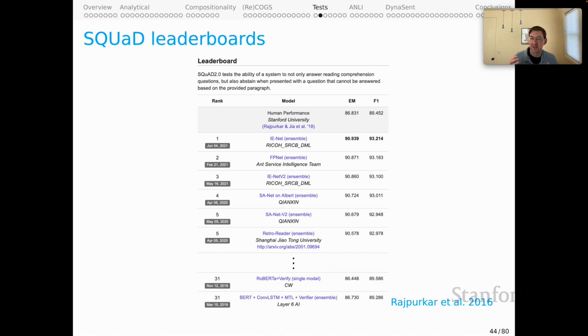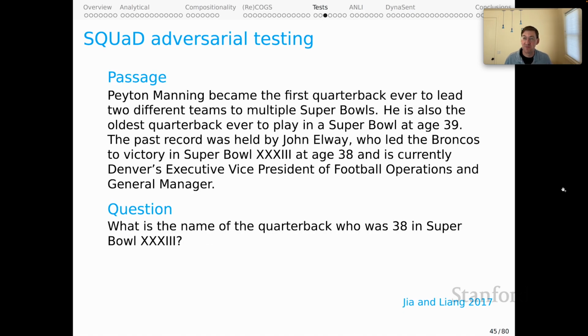And many of the systems that are above humans are well above humans, according to this metric on SQuAD. So you can essentially picture the headlines: computers have gotten better than humans at answering questions, and the underlying evidence is SQuAD. And I think that's the kind of headline that motivated this first and very prominent adversarial test from Jia and Liang 2017. This is an important initial entry into this modern era of adversarial testing in NLU.